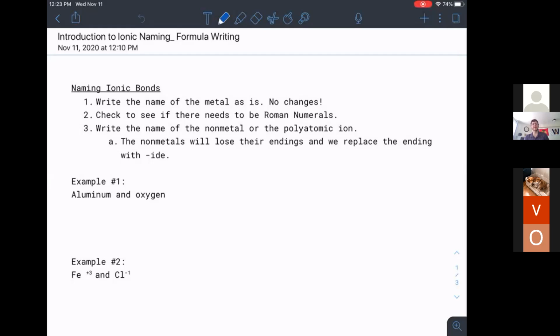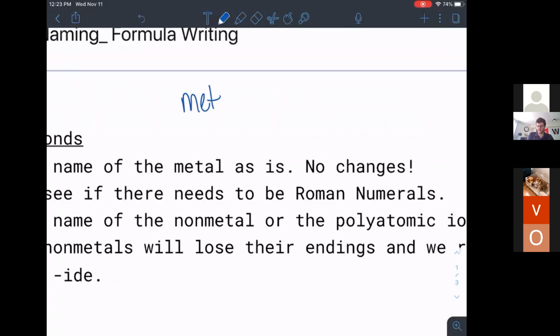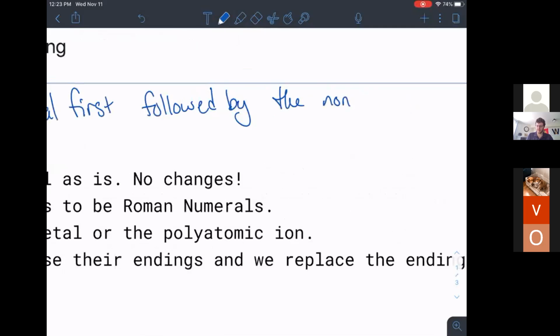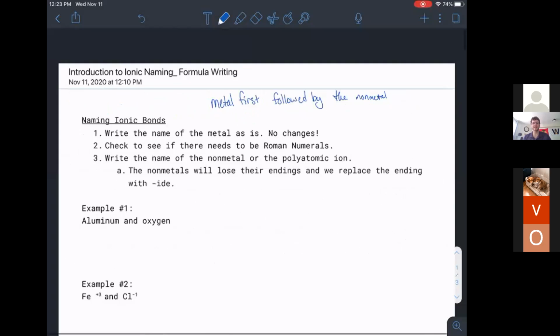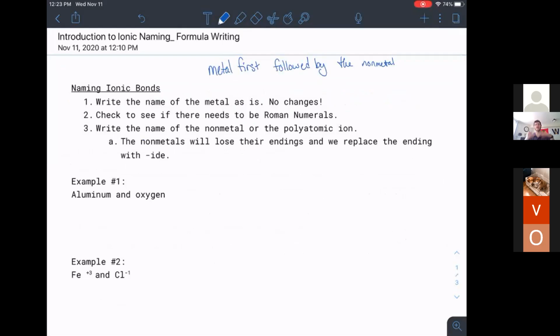So the first thing we need to do when we're naming these ionic bonds is remember that it's always going to be the metal first, followed by the nonmetal. So for ionic bonds, it's always the metal followed by the nonmetal. If we're looking at our periodic table, which side are metals found on? Are they the left side or the right side of the periodic table? The right? Not quite. So if it's not the right side, it's going to be the left. Then it's the left.